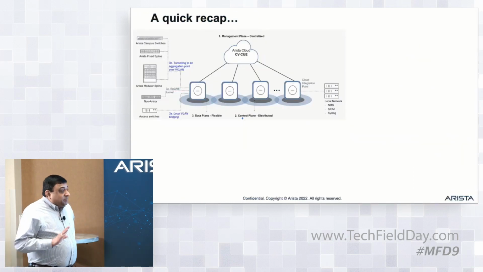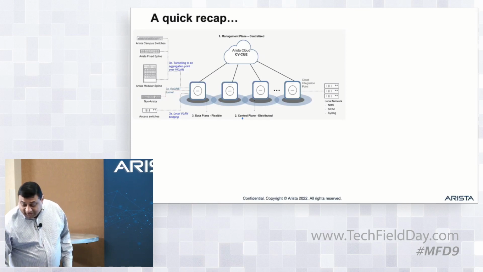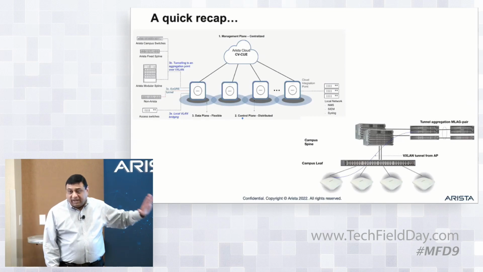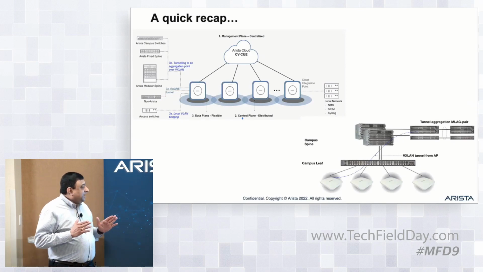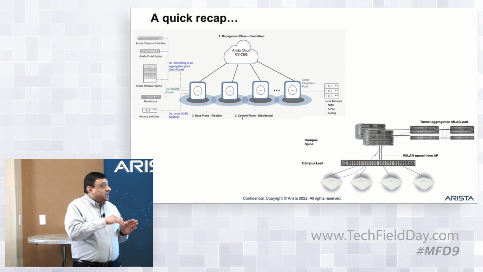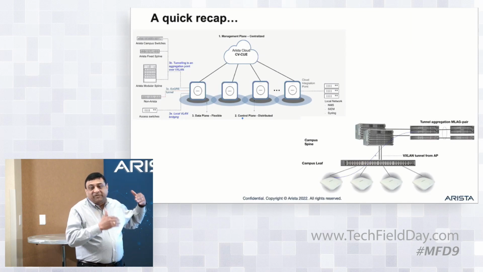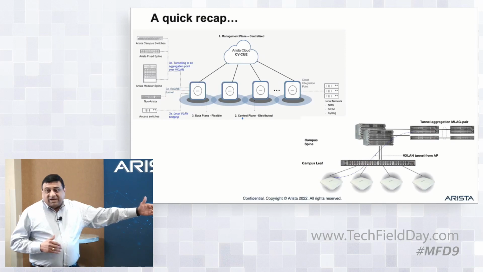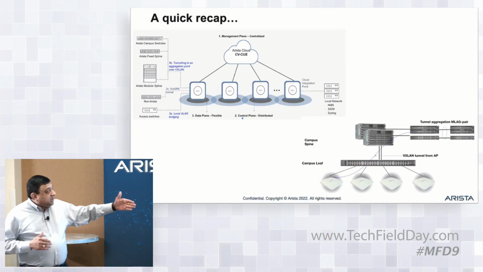So, a quick recap of where we left off last time. We talked about this controllerless architecture where, on a given AP, on a per SSID basis, you can either do local bridging or you can do tunnel, and in tunnel we support VXLAN as well as EoGRE. The right side picture translates that into a real deployment.